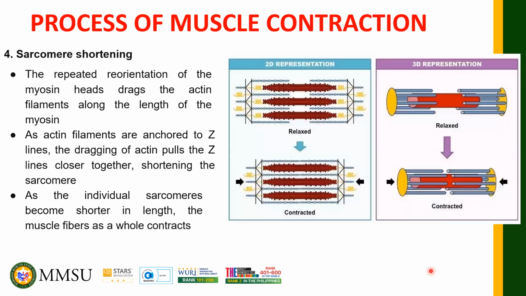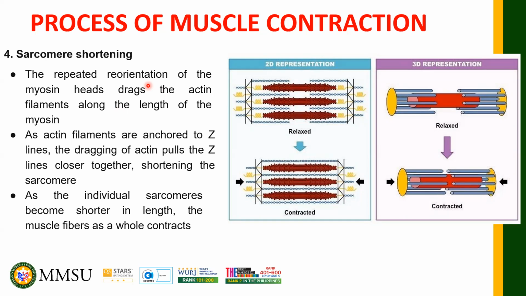Now, as previously discussed, yung sliding mechanism ng actin and myosin filaments involves now the repeated reorientation of myosin heads, which results from the energy derived from ATP hydrolysis. Now, yung myosin heads after reorientation, they will attach to new binding sites on the actin filaments. So when they pivot or when they swivel, they will pull or drag now the actin filaments along the length of the myosin. Okay?